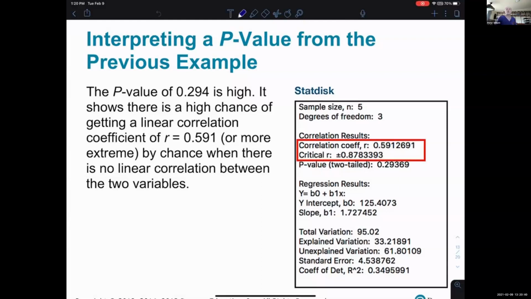Now, to make things worse, I don't know if they do this in the book. I don't think it's in the slides. The correlation coefficient for the population uses a symbol called rho, which is like a Greek R, but it looks like a P. So that gets confused with p-value as well.